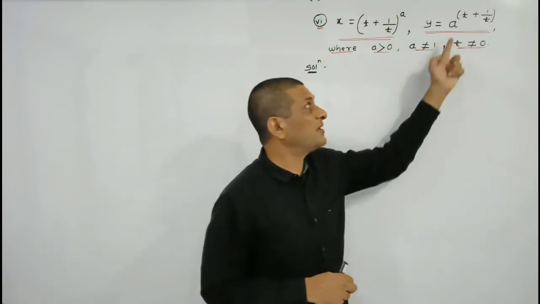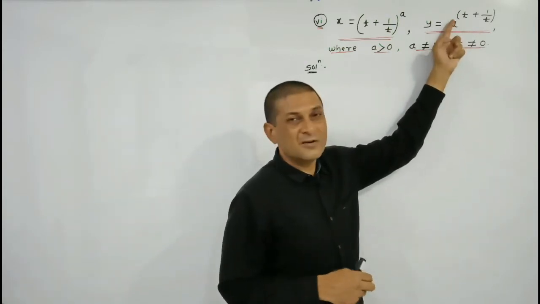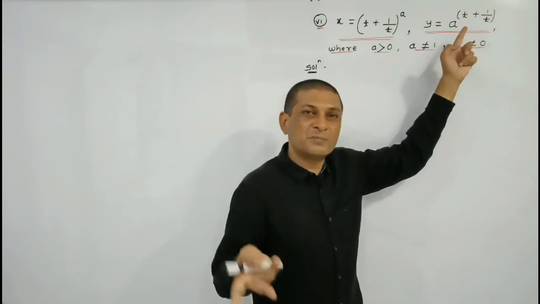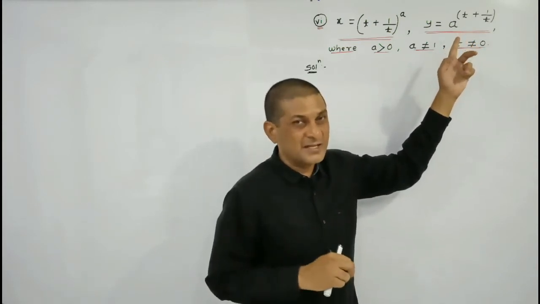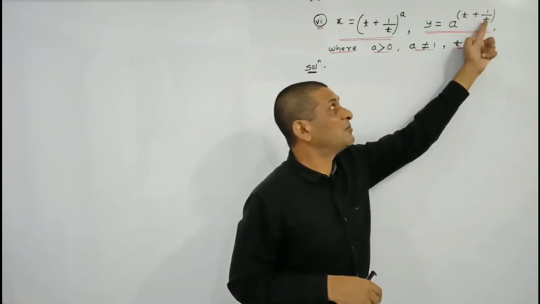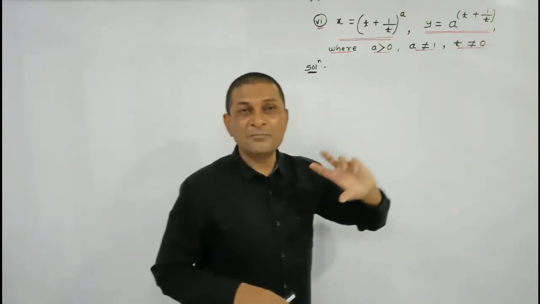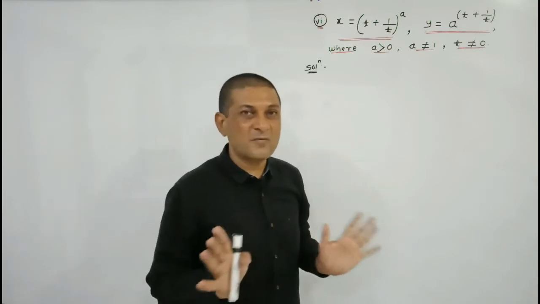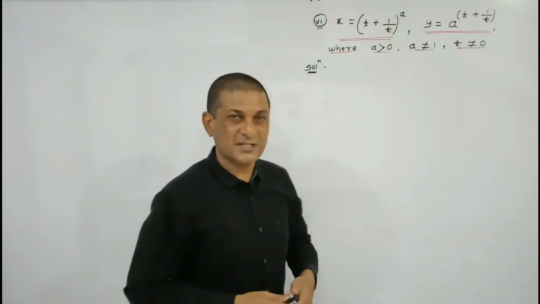Why is it not equal to 1? If I am replacing a by 1, then 1 to the power of anything will be equal to 1. That's why here they have given that a is not equal to 1 and t is not equal to 0, because t is in the denominator, and if the denominator becomes 0, at that time the value is undefined. That's why these conditions are given here.